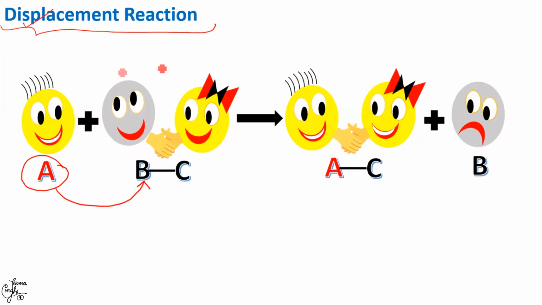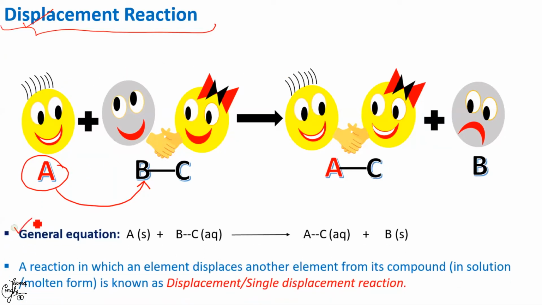The same thing happens in a displacement reaction whose general equation can be written like this. Here we have a compound, say BC, in aqueous form. Now by aqueous form, I mean BC is a solid compound and we dissolve it in water. So the resultant solution you get is known as aqueous solution. We can also have BC in molten form, represented by L. By molten form, I mean the compound BC is melted so that it exists in liquid state.